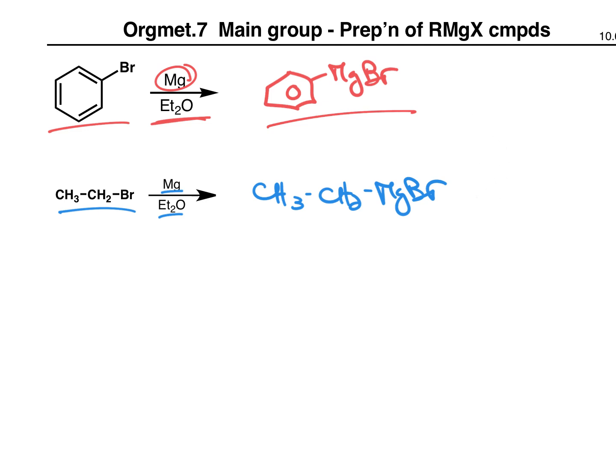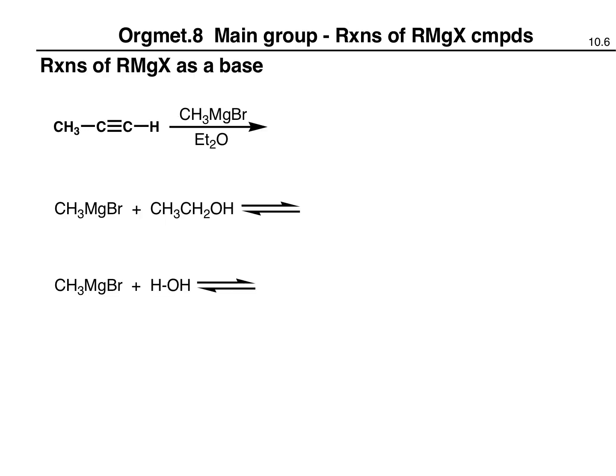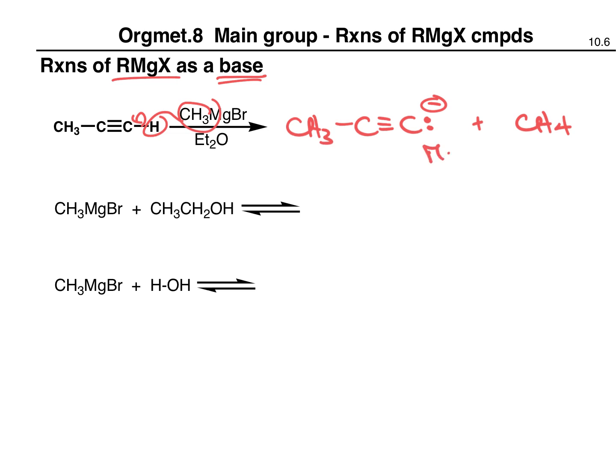Here we had just a couple of examples of how to prepare a Grignard reagent, but what we really care about is what happens next. Now, once we have generated a Grignard reagent, it is possible for this to react as a base. A very, very strong base. So here we have a terminal alkyne, and so the methyl can act as the base, grab off this proton, put these electrons onto the carbon, giving us the alkyne anion, plus we have methane, plus we would have magnesium and bromide as the counter ion to this alkyne anion.